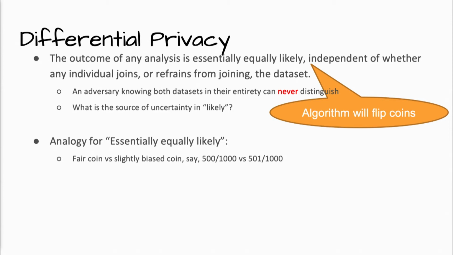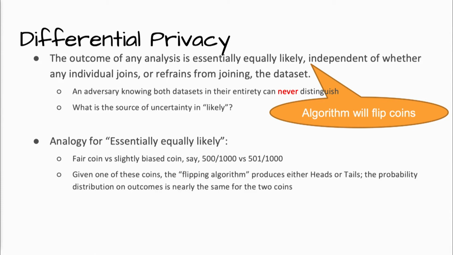Imagine that you have 2 coins. One of them is perfectly fair. Okay, so really when you flip it, the probability of heads is a half, which I've written as 500 over 1,000. And suppose the second coin, and don't ask me how this happens, but suppose the second coin is constructed so that it is slightly biased towards heads. The probability of heads is now 501 over 1,000. So if I give you one of these coins and you flip it, this flipping is going to produce either heads or tails. And the probability distribution on the outcomes is essentially the same. It's very, very, very close.